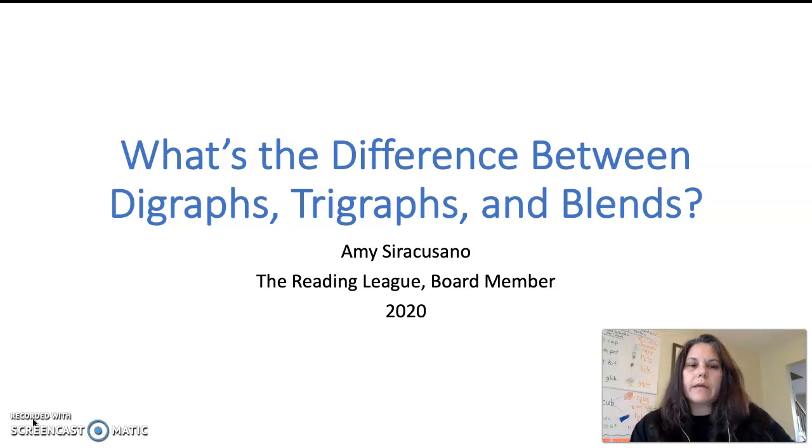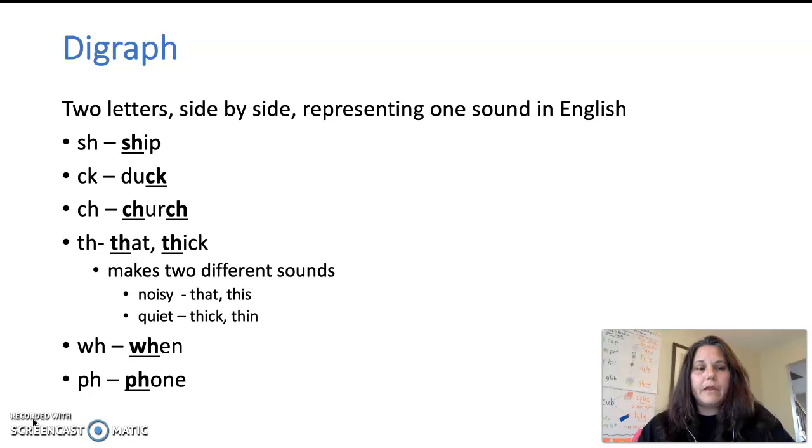Today I'm going to talk to you about the difference between digraphs, trigraphs, and blends. We're going to begin with digraphs, and these are two letters that sit side by side and they represent one speech sound in English. The first one is SH, the sound is sh, and the word here I have is ship. The next one is CK, the sound is k, and the key word I have here is duck.